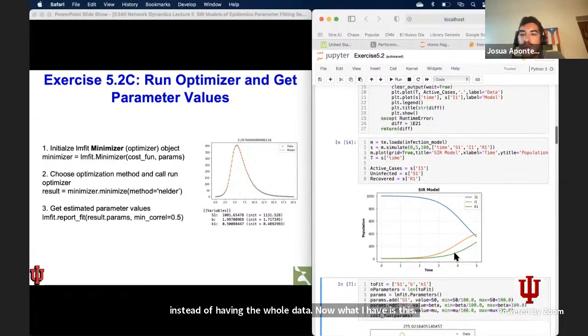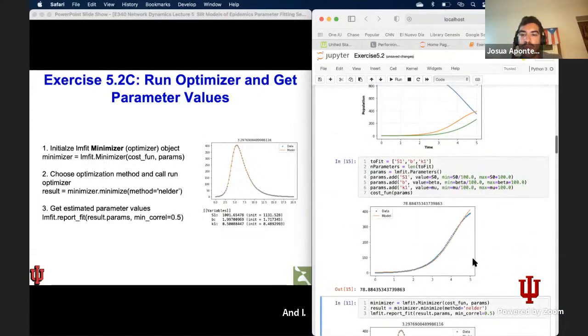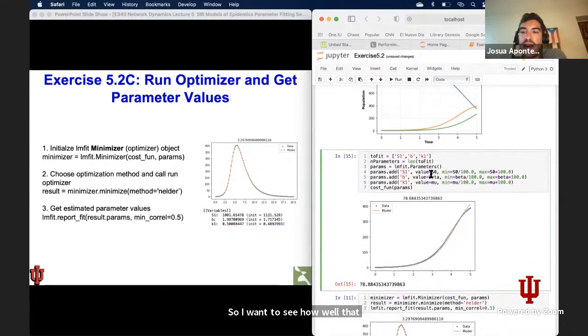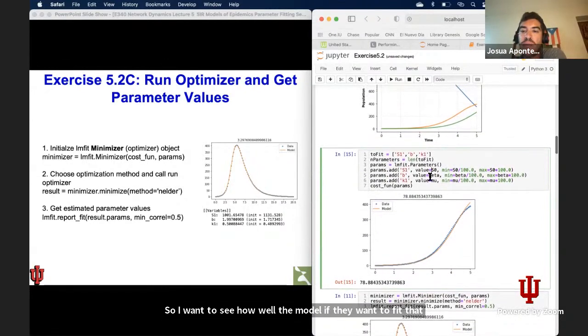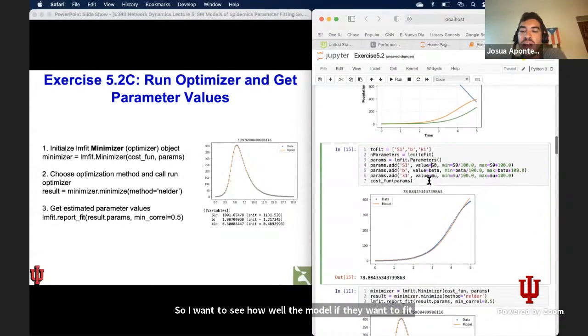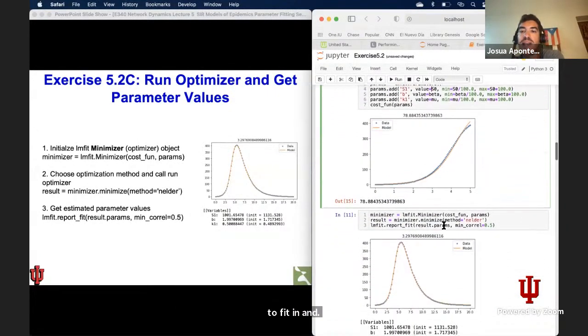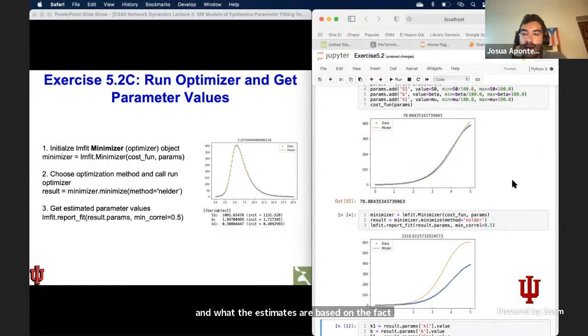And I want to, so now I just have that part of the data. So I want to see how well the model is able to fit that, how well the optimizer is able to fit it, and what the estimates are based on the fact that we have incomplete data.